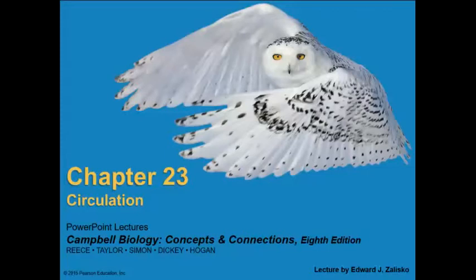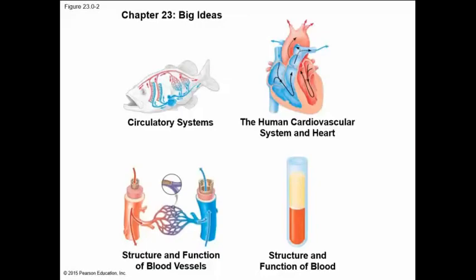Chapter 23, Circulation. In Chapter 23, we're going to compare circulatory systems of different animals. We're going to spend the majority of our time talking about the human cardiovascular system and the main component of such system, the human heart.